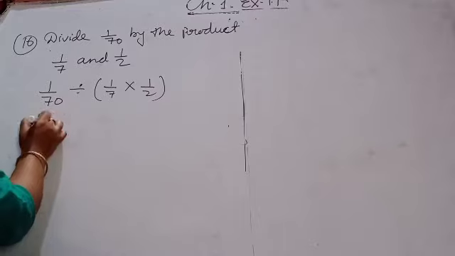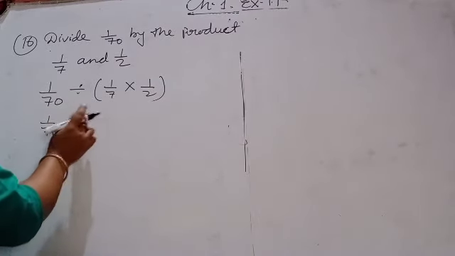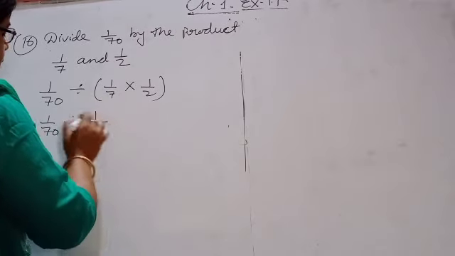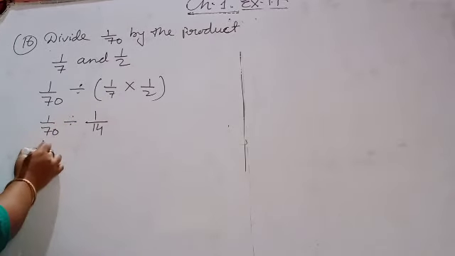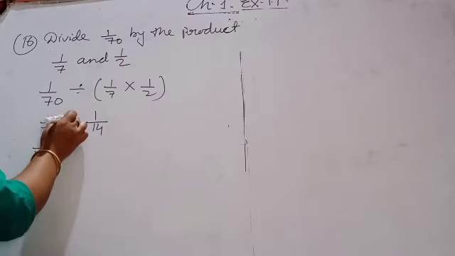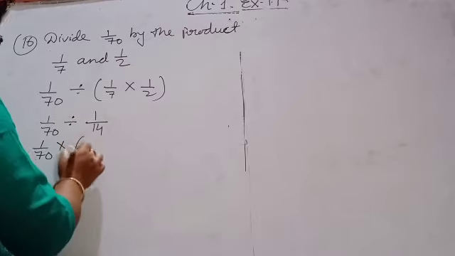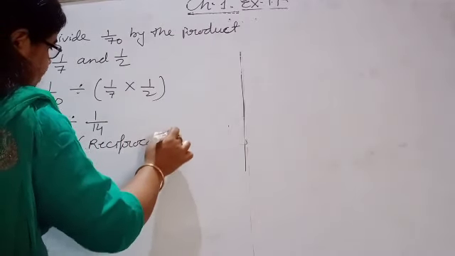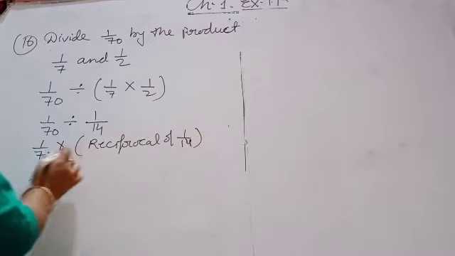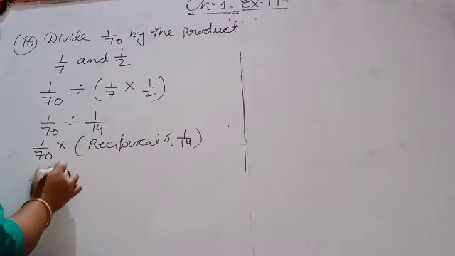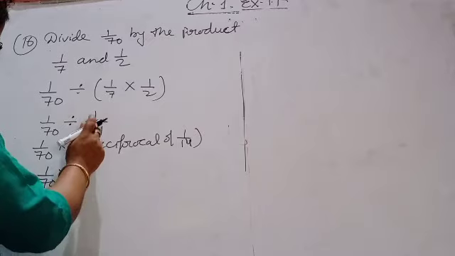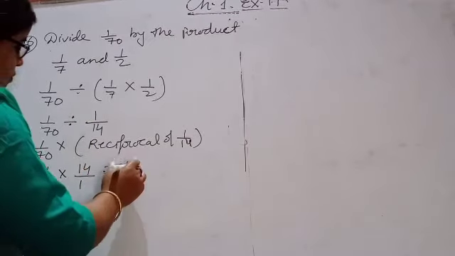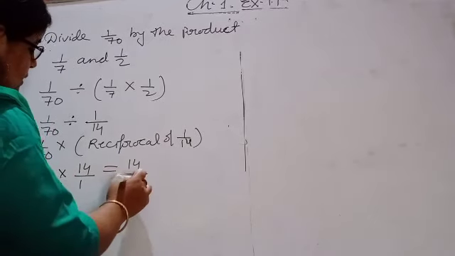Okay. Now 1 upon 70 divided by the product, 1 times 1 is 1, and 7 times 2 is 14. Now 1 upon 70: this divide sign will be converted into a multiplication sign and you take the reciprocal of 1 upon 14. 1 upon 70 into the reciprocal of this one, what will it be? 14 will go in the numerator, 14 upon 1. 14 times 1 is 14, upon 1 times 70 is 70.